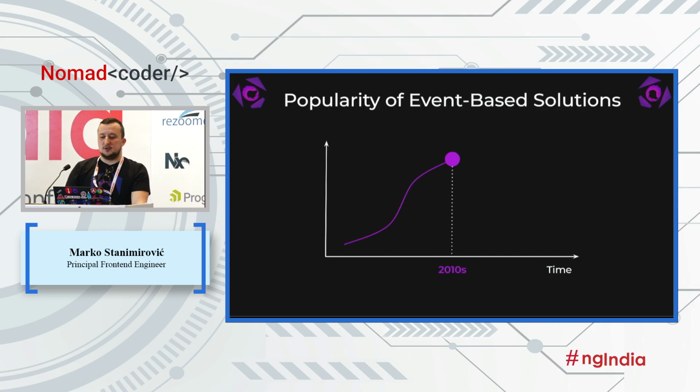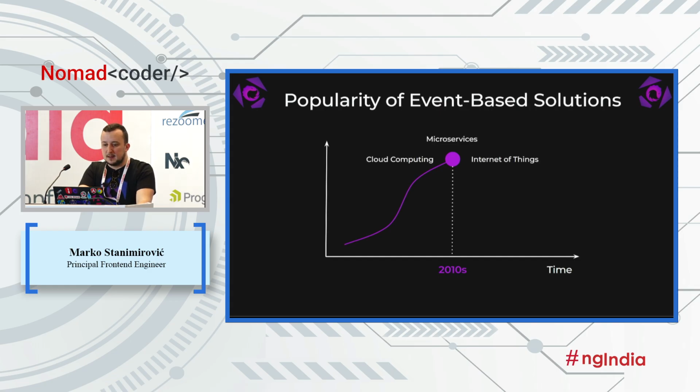When it comes to the popularity of event-based solutions, the peak of popularity was somewhere in the 2010s due to technologies such as cloud computing, microservices, and Internet of Things. But in the same period of time, some event-based solutions appeared in the front-end ecosystem as well, such as RxJS and Flux.